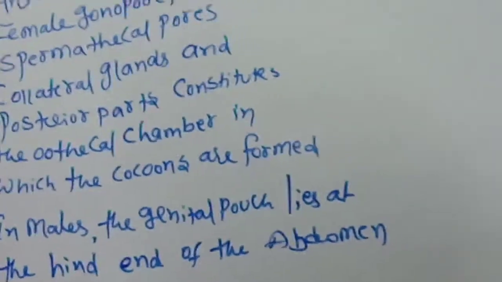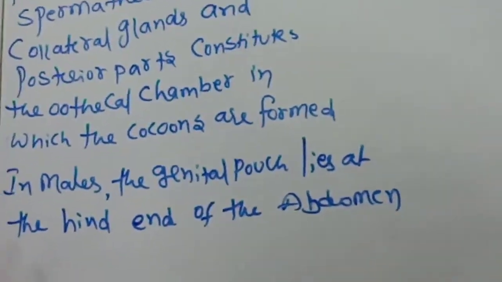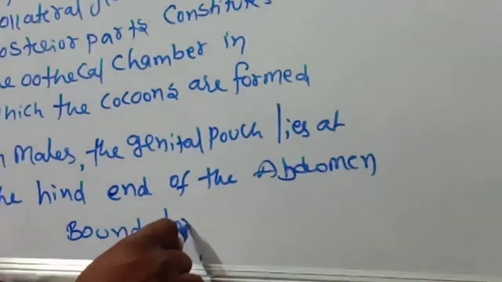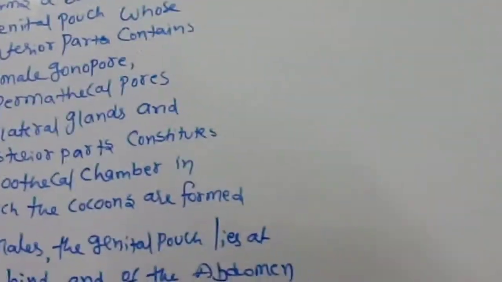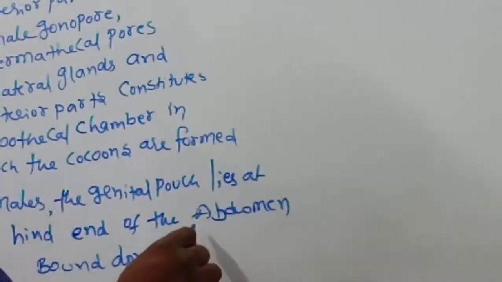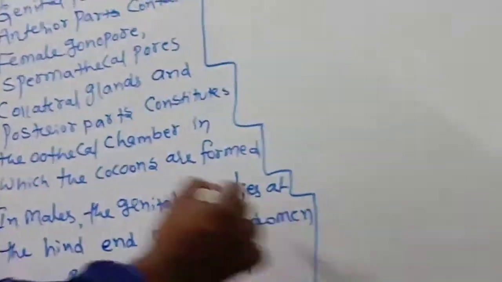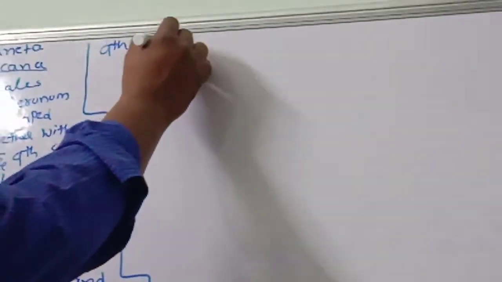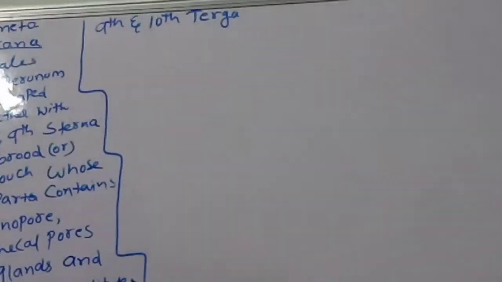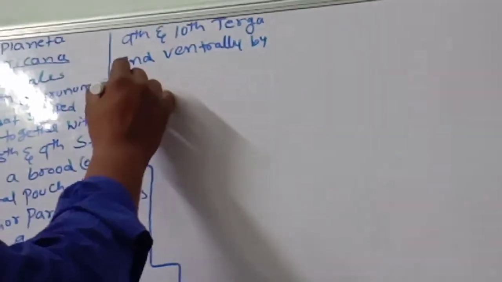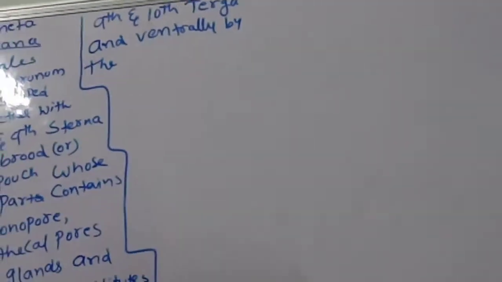This is the most important. Okay children, next, bound dorsally by the ninth and tenth terga, and ventrally by the ninth sternum.